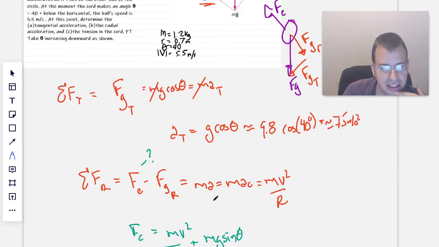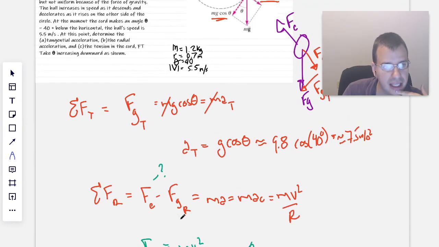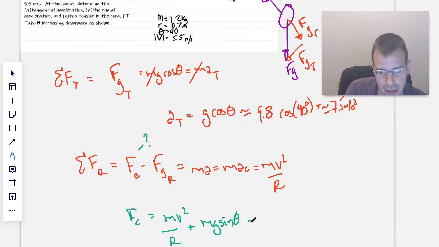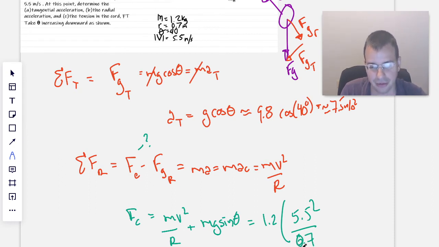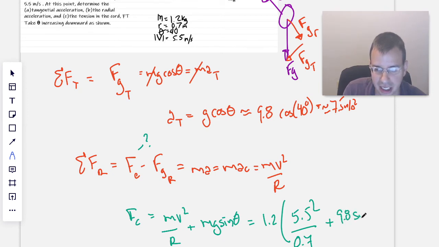And let's see here. The mass is 1.2, so this is going to equal 1.2 times... Oh, we want the radial. That's okay, we're doing part C now. 1.2 times v squared, which is 5.5, all over r, which is 0.7. That's supposed to be a 0. I know I shouldn't write over like that. That's terrible, you're right, I'll fix it. 0.7 plus, and I factored out the m, so we have g, which is 9.8, times sine of 40 degrees.